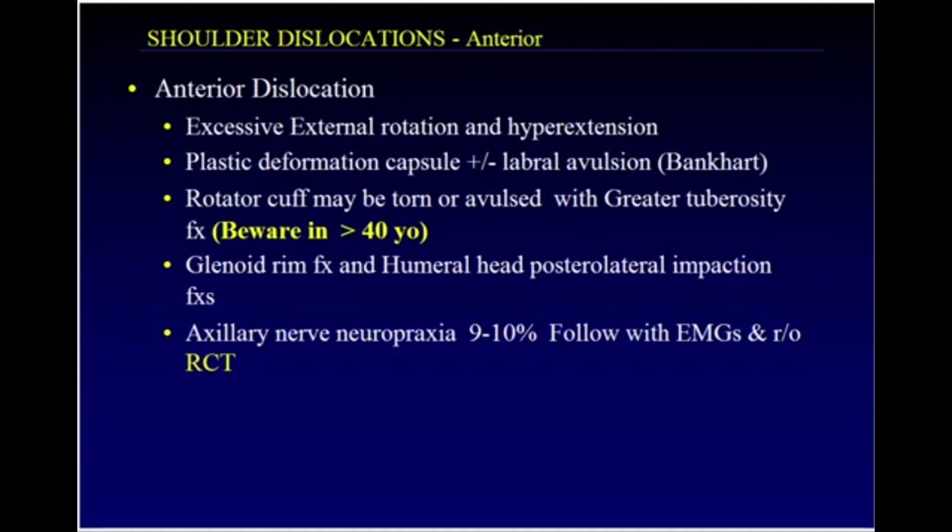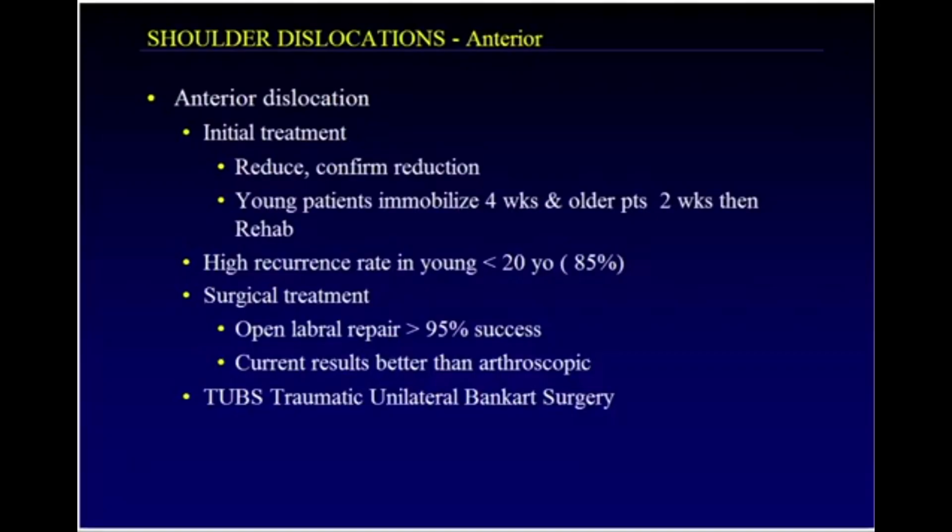Axillary nerve neuropraxia occurs about 10% of the time. You can follow it clinically with EMGs, and most, fortunately, will recover. And again, you also remember the possibility of an associated rotator cuff tear that may need to be ruled out. The initial treatment for an anterior shoulder dislocation, of course, is reduction, and then you need to confirm that reduction with appropriate radiographic images. If you have a young patient, you immobilize them for about 4 weeks.